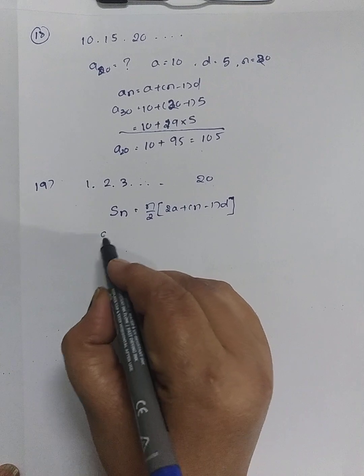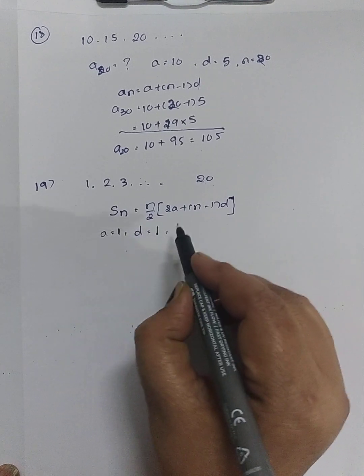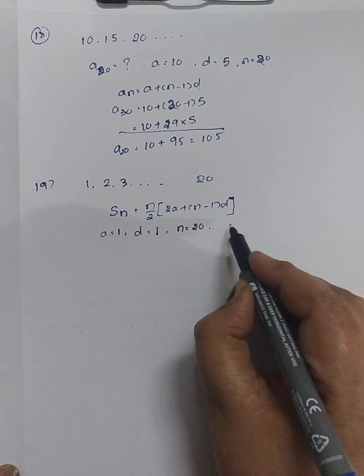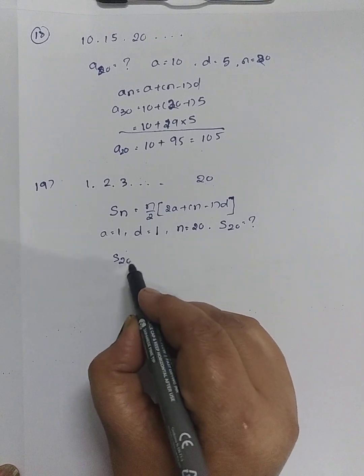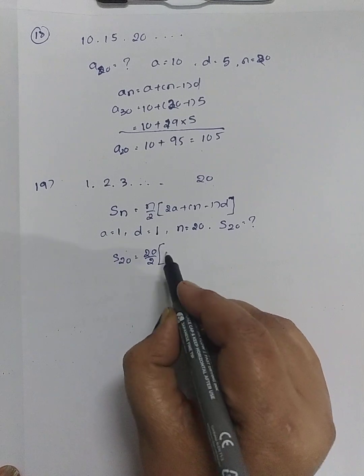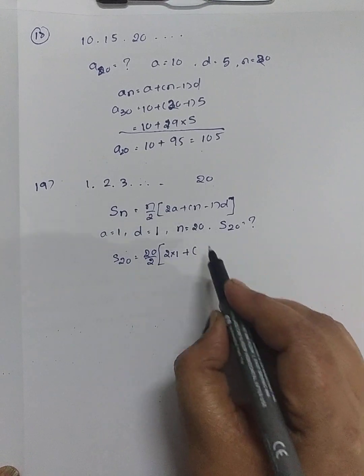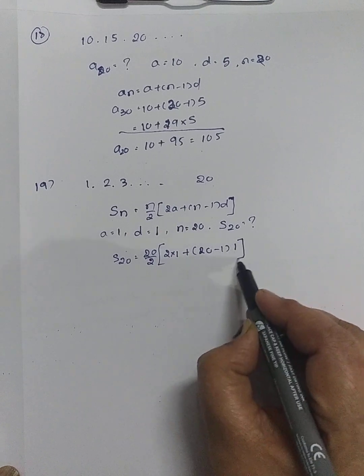A is 1, we know, and common difference 2 minus 1, this is also 1, and n, number of terms, n equal to 20, you have to find S20. Therefore, S20 equal to 20 by 2, to substitute the values, 2a plus n minus 1 into d, where d is also 1.